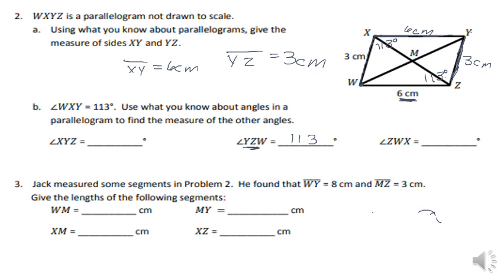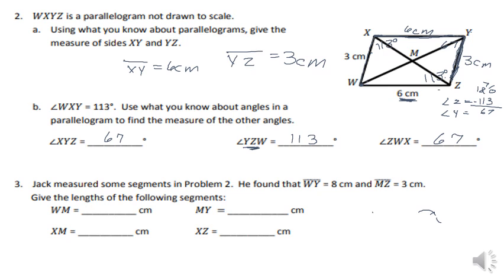Now, for angle XYZ, which is right here, we know that the sum of angle Z, which equals 113, and the angle Y has to equal 180. So if I take 180 and subtract the 113 from it, we can see the angle Y has to be 67 degrees. So there's 67 degrees. Now the last one, they're saying ZWX, which is the opposite angle. That one's going to be 67 degrees also.